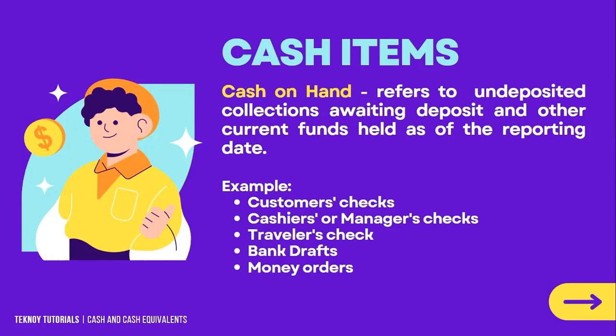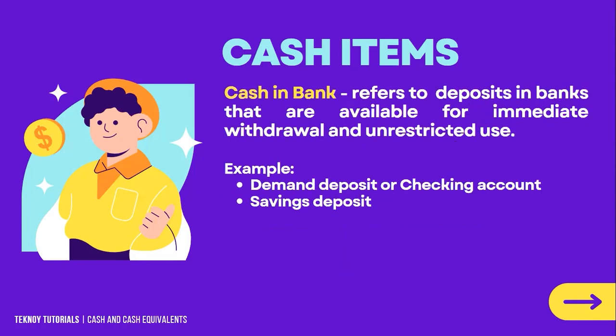Bank drafts are guarantees by a bank to advance funds on the demand of the party to whom the draft was directed. And of course, money orders. Money orders are similar to bank drafts, but they are drawn from post offices or other financial institutions. Also included as cash is cash in bank. Cash in bank refers to deposits in banks that are available for immediate withdrawal and unrestricted use. Examples include demand deposit or checking account and savings deposit.